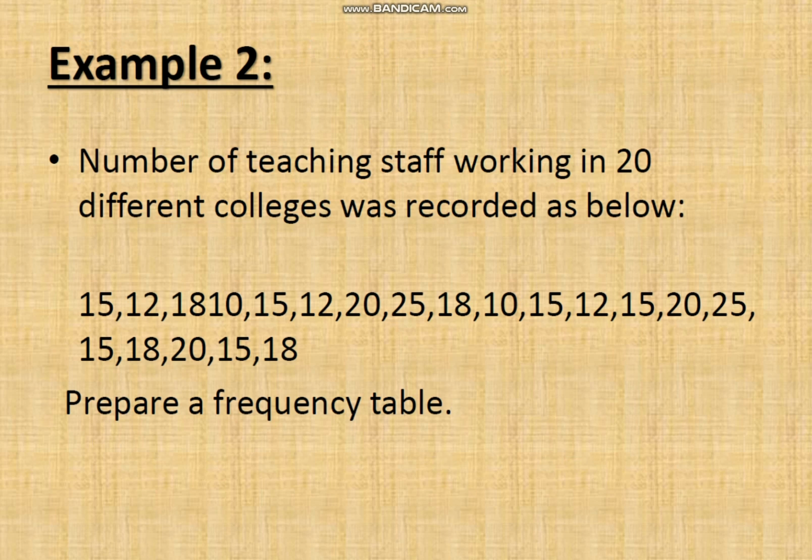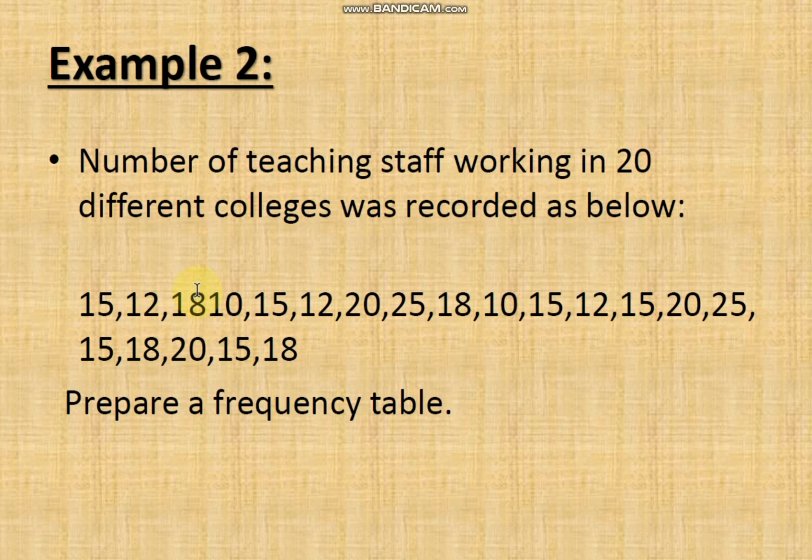Similarly, another example. The number of teaching staff working in 20 different colleges were recorded below. The data given below represents the number of teachers in that particular college. The first number, 15, is the first college. In a city they have taken 20 colleges. In this first college there are 15 teachers. In this college there are 12 teachers. That is the second college.